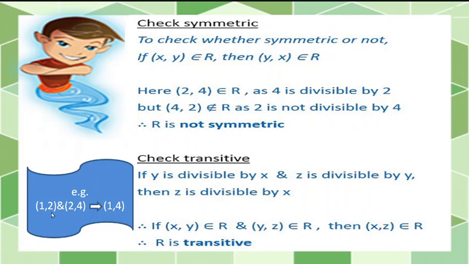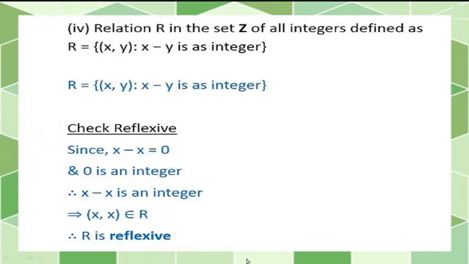So if this will happen, that (x, y), y is divisible by x, (y, z), z is divisible by y, then definitely (x, z), it means z will be divisible by x. So it means this is transitive.